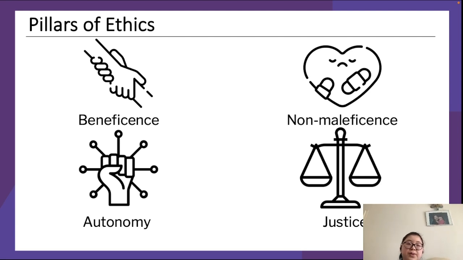The second two principles are tied together. They are the principles of beneficence and non-maleficence. They sound a bit like tongue twisters, but essentially beneficence is focused on trying to benefit others, right? So we need to act in the patient's best interests, and we need to act on behalf of the patient and what we believe would be in their best interest.